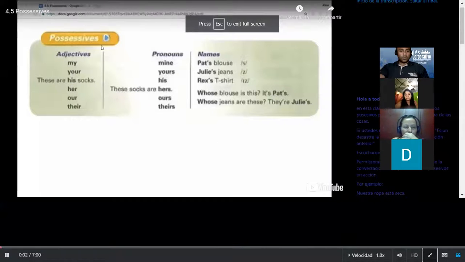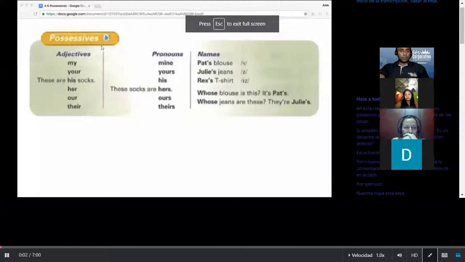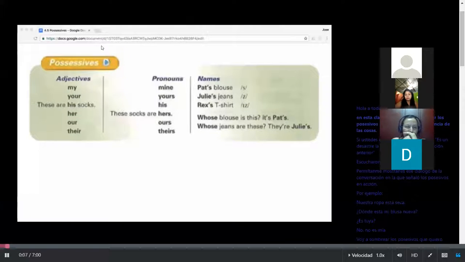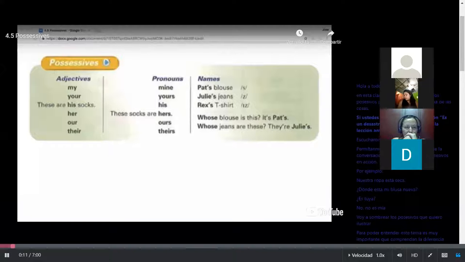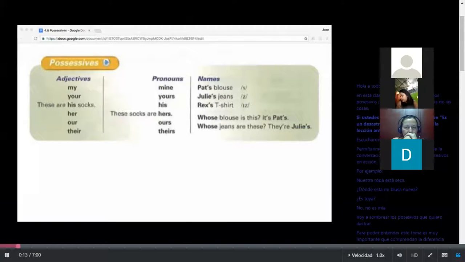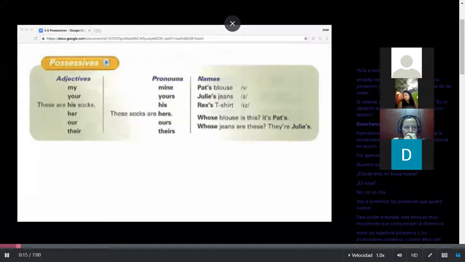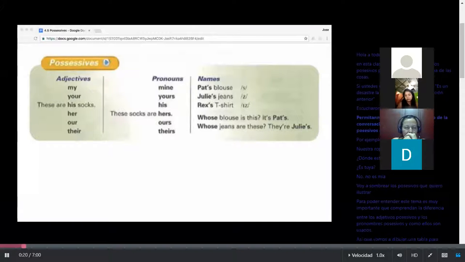Hi, everyone. In this class, you'll learn how to use possessives in order to describe belonging of things. If you recall the conversation, It's a Disaster, which you learned in our previous lesson, you heard how this topic is used. Let me quickly show you that conversation dialogue, and I'll point out the possessives in action.